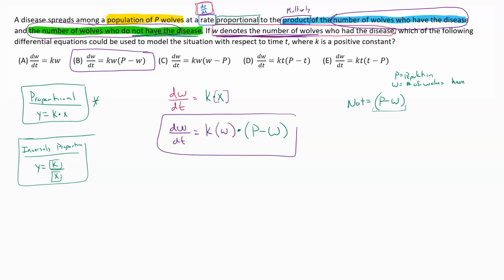So when you break down these problems, remember rate means derivative. Proportional or inversely proportional is telling you how you want to set up the problem. And then from there, you just read off the math problem they're telling you to set up. Multiply these two things, add these two things, do whatever they want to those two things.